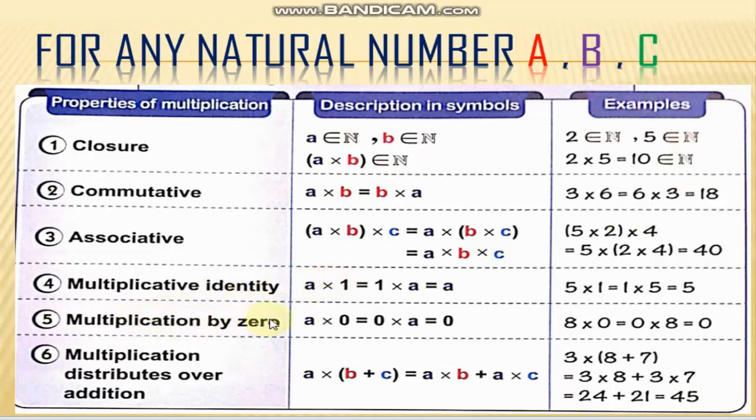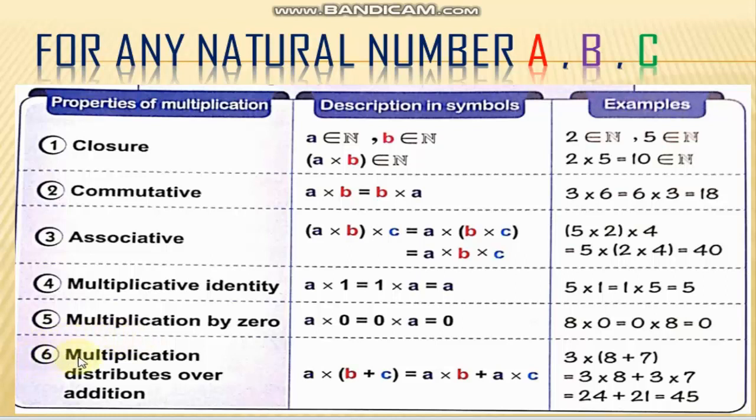Multiplication by 0. If we multiply any natural number by 0, the result is 0. a times 0 equals 0 times a equals 0. For example, 8 times 0 equals 0 times 8 equals 0.